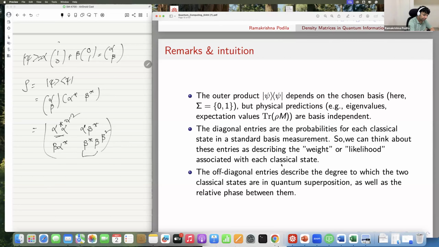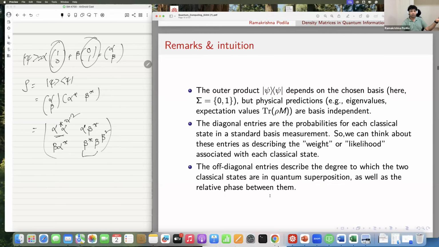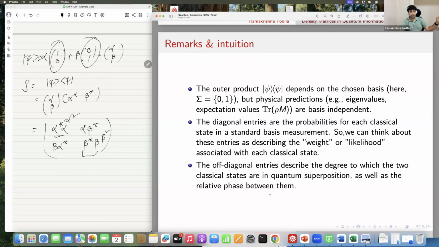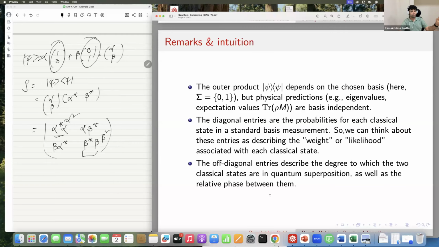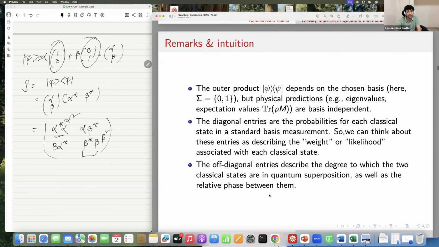The outer product depends upon the chosen basis. Whenever I write this as (1, 0) or (0, 1), this is in some basis that I'm using. Like (1, 0) I'm calling spin up, and (0, 1) spin down, or whatever basis I have. It is dependent on the basis, but the trace is independent of the basis. So the advantage of this method is that the trace is basis independent. When you want to look at expectation values, you could just take the trace of, for example, rho M, and that becomes basis independent.